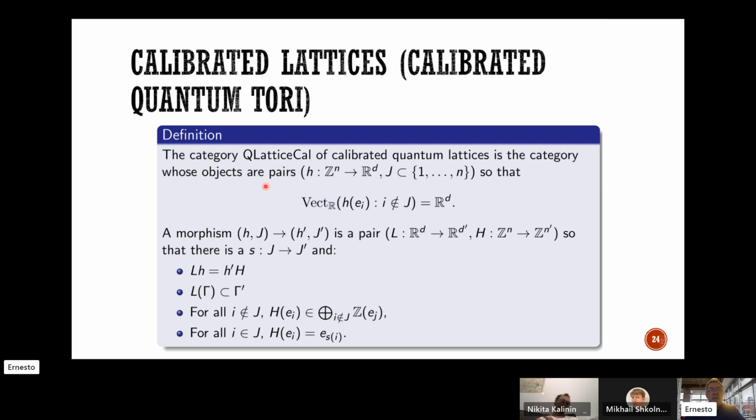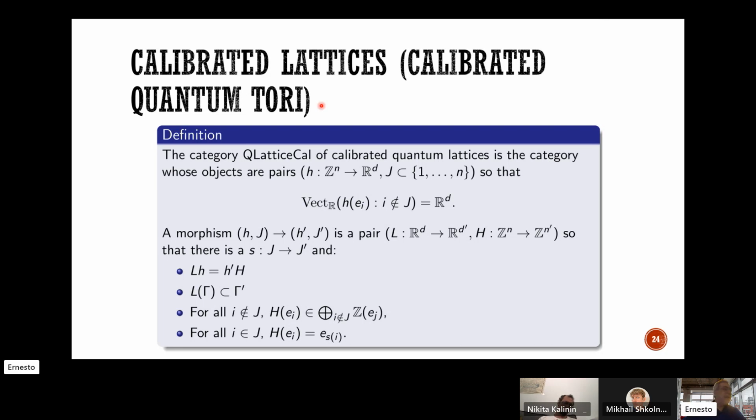Last time we stopped here, I believe, where we were talking already about the nitty-gritty of the moduli spaces of quantum tori. So just as the moduli space of classical tori would be related to the moduli space of classical lattices, the moduli space of calibrated quantum tori should be related to the moduli space of calibrated quantum lattices.